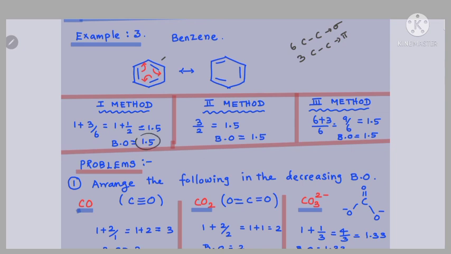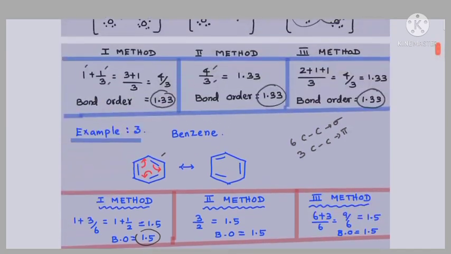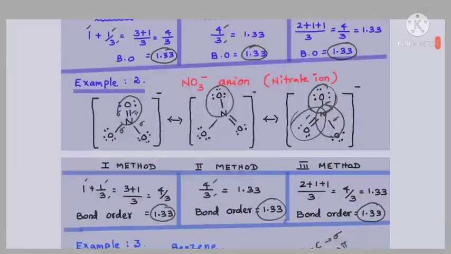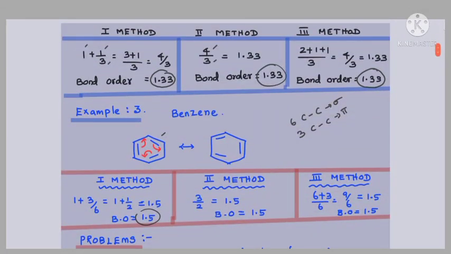When we apply the second formula, that is the number of bonds between two atoms of all resonance structures divided by the total number of resonance structures, let us consider this position, carbon and carbon.